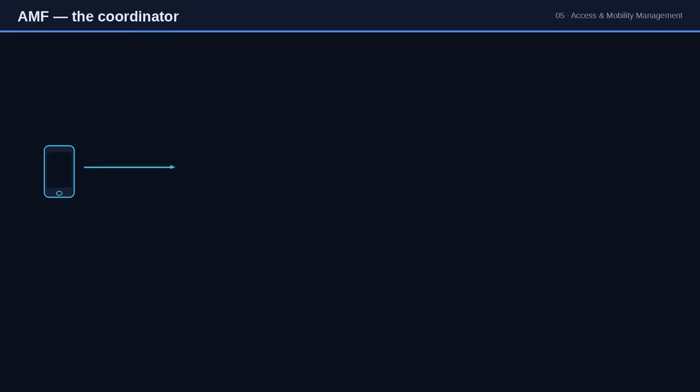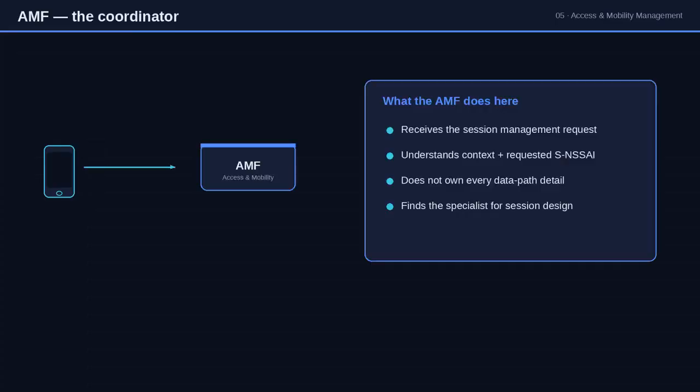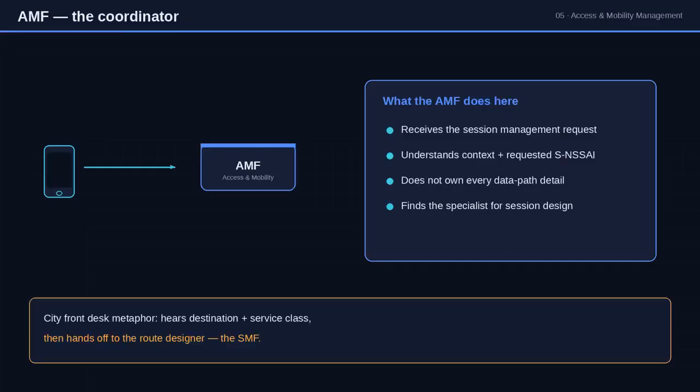The first control plane answer is the AMF, the Access and Mobility Management Function. In plain language, the AMF is the coordinator that the device already knows how to reach for mobility and registration matters. When the session management request arrives, the AMF is the receiver that must figure out what happens next. The AMF does not itself become the long-term owner of every data path detail. Its job at this stage is to understand the request in context, including the requested S-NSSAI, and to involve the right session manager.